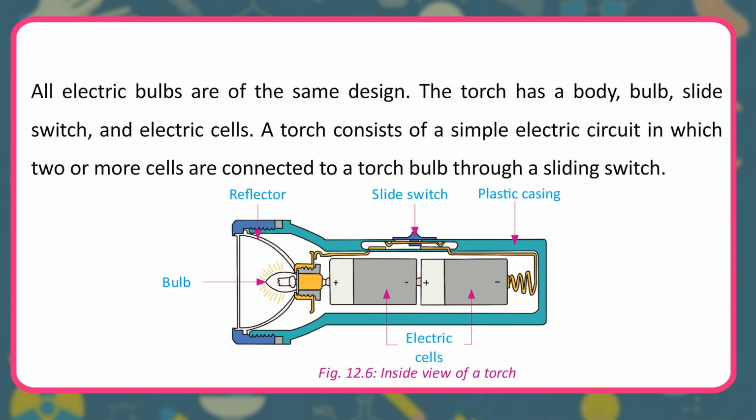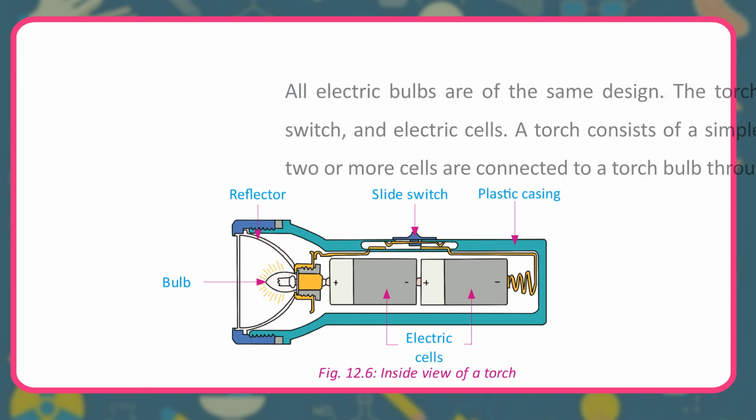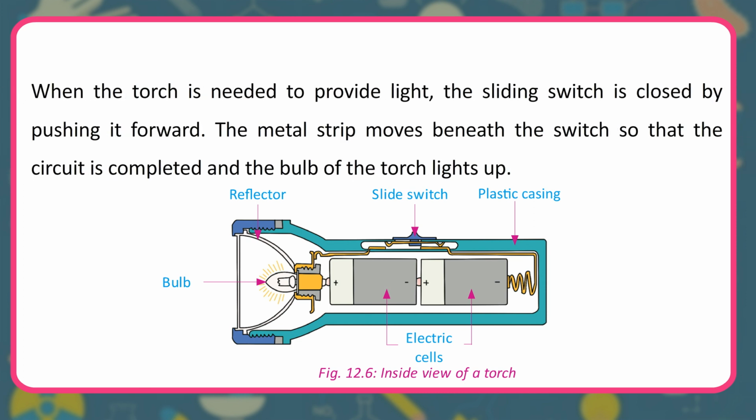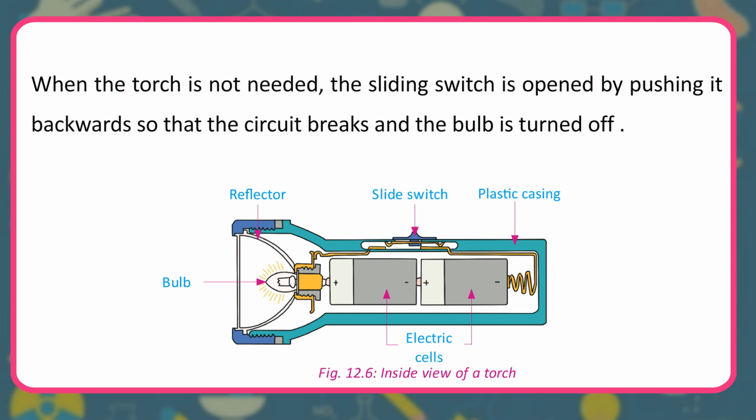A torch consists of a simple electric circuit in which 2 or more cells are connected to a torch bulb through a sliding switch. When the torch is needed to provide light, the sliding switch is closed by pushing it forward. The metal strip moves beneath the switch so that the circuit is completed and the bulb of the torch lights up. When the torch is not needed, the sliding switch is opened by pushing it backwards so that the circuit breaks and the bulb is turned off.